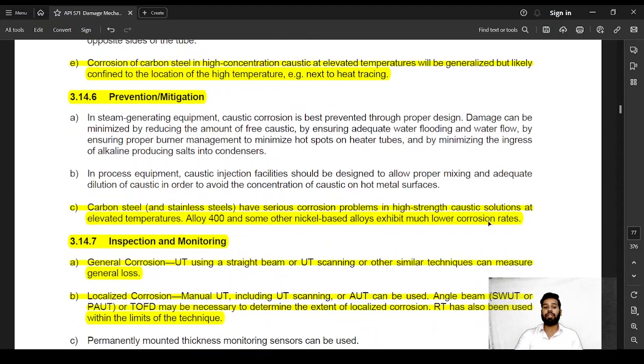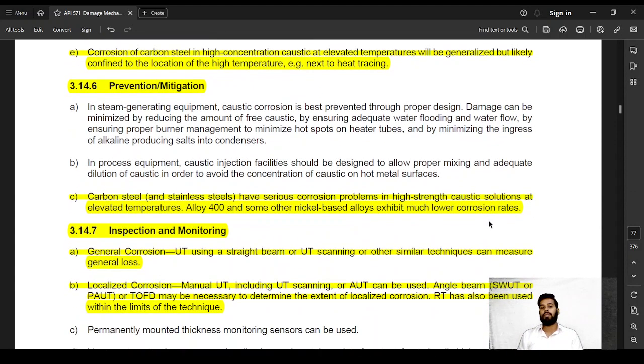Prevention and mitigation. In steam generating equipment, caustic corrosion is best prevented through proper design. Damage can be minimized by reducing the amount of free caustic, by ensuring adequate water flooding and water flow, by ensuring proper burner management to minimize hotspots on the heater tubes, and by minimizing the ingress of alkaline producing salts into the condensers.